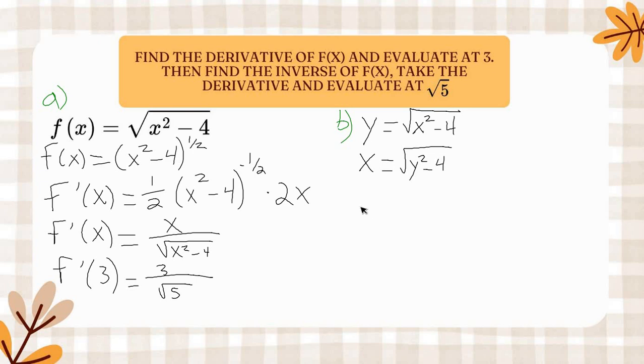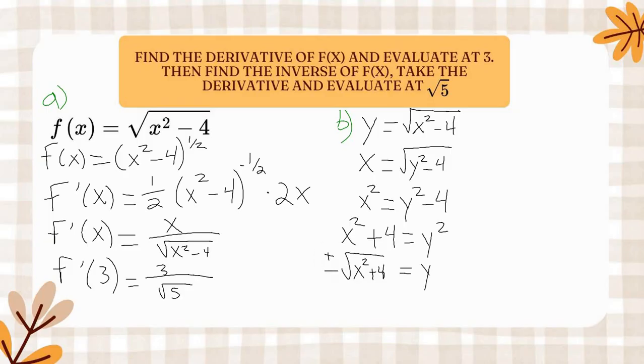Square both sides. Okay. And then? Subtract 4. Not quite. Add 4. There you go. And lastly? Square root both sides. Okay, what do we have to put on there? Okay. But because our square root here is only positive, we will also only choose the positive one here.